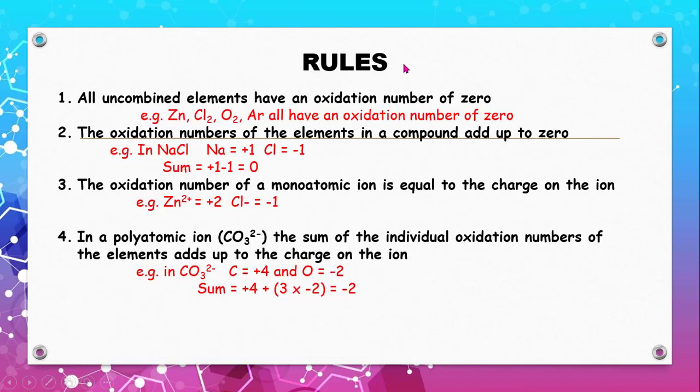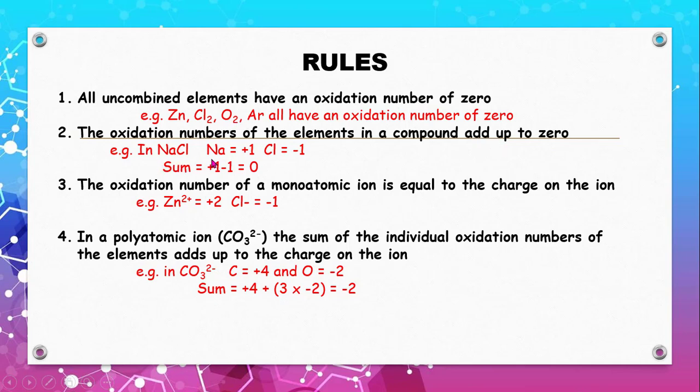Now here are some rules that you need to learn. All right, we just went through rule 1. Uncombined elements have an oxidation number of 0. For example, these. They can also include diatomic molecules such as chlorine and oxygen. Another rule is that the oxidation numbers of elements in a compound add up to 0.